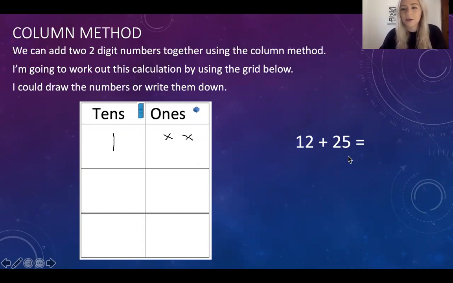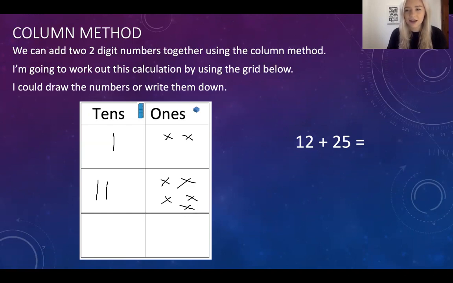Now underneath, I can put my second number. I can see that my second number, 25, has got 2 tens, so I'm going to draw them. And it has got 5 ones, which I'm going to draw: 1, 2, 3, 4, 5. Now that I've partitioned my numbers and I've put them into my grid, then I can start adding them up. I do this by doing it a column at a time. That means that I add my ones together first, and then I add my tens, and you'll understand why when we move on to doing regrouping.